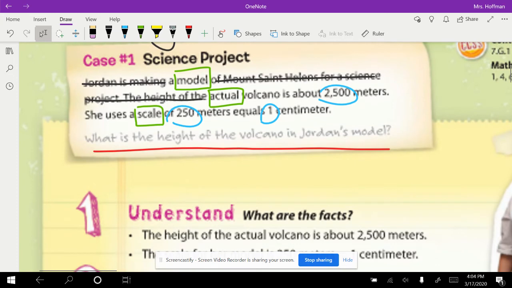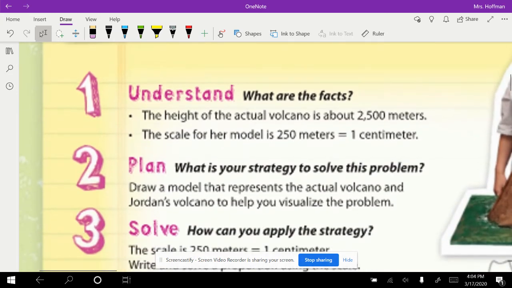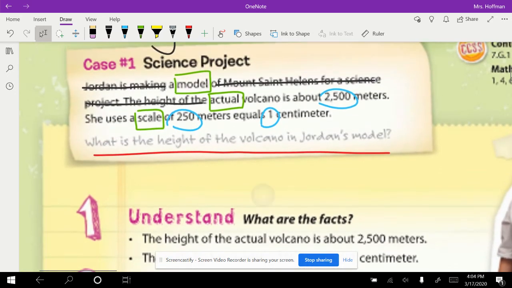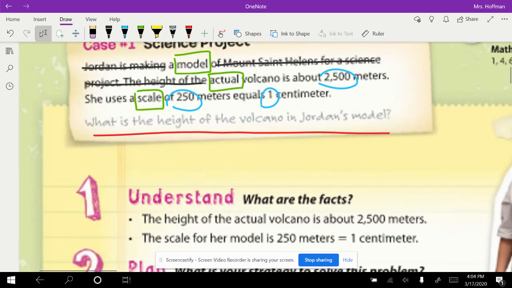But now let's see how well we did in the understand section here. What do we understand? Well, the height of the actual volcano is about 2,500 meters. Did we get that? Yes, we did. We have it in blue. 2,500 meters is the actual height. It says the scale of her model is 250 meters for 1 centimeter. Did we get it? Yes, we did.